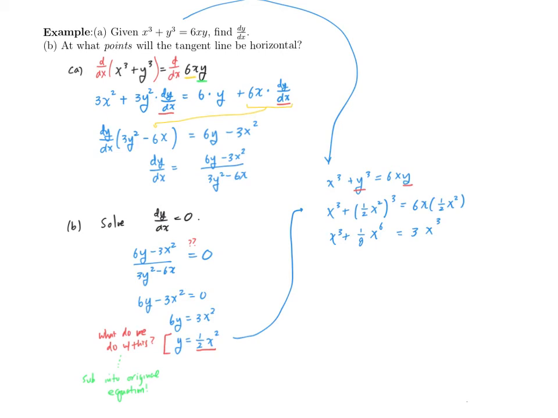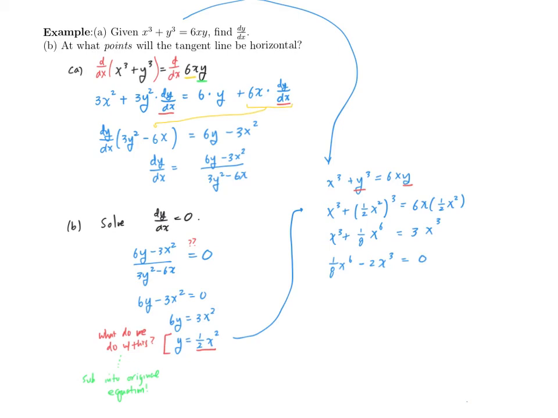And in order to solve for x, it makes sense to group all of those terms together. So in this case, I'll just go ahead and subtract 3x cubed from both sides. And I'm going to write this as 1/8 x to the 6, and we have 1x cubed minus 3x cubed, so a net minus 2x cubed.